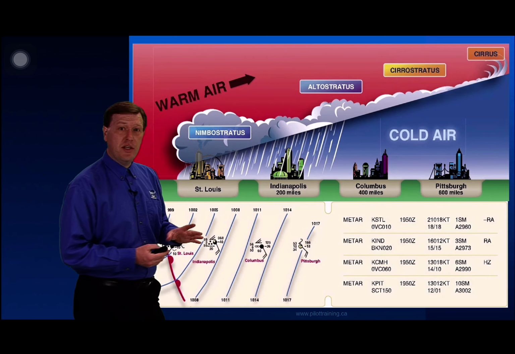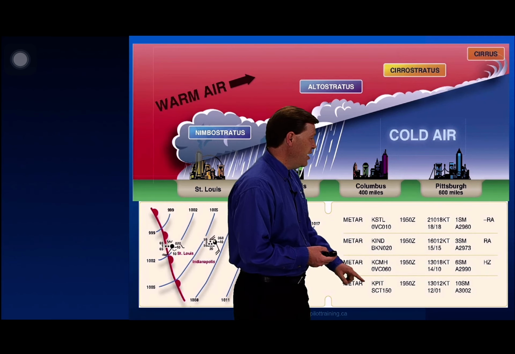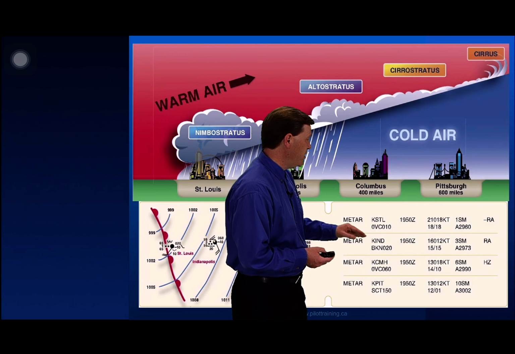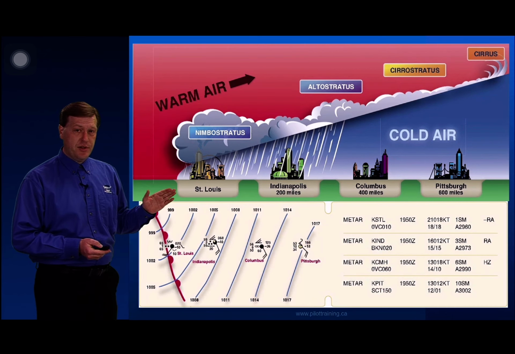All right. Ceilings. What about the ceilings? Well, as I mentioned, if you're a pilot heading towards these, I can see here that it's scattered in Pittsburgh, overcast at 6,000 here, broken at 2, and then overcast at 1,000 by the time we get to St. Louis.